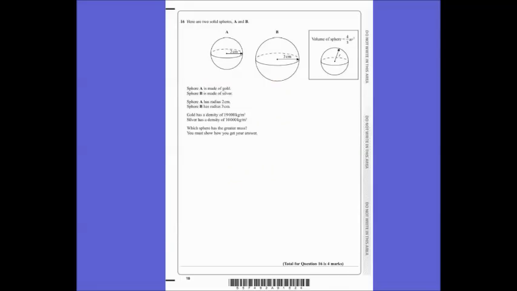Question 16. Here are two solid spheres, A and B. Sphere A is made of gold and sphere B is made of silver. Sphere A has a radius of 2 centimetres and B has a radius of 3 centimetres. Gold has a density of 19,000 kilograms per metre cubed and silver 10,000 kilograms per metre cubed. Which sphere has the greater mass?